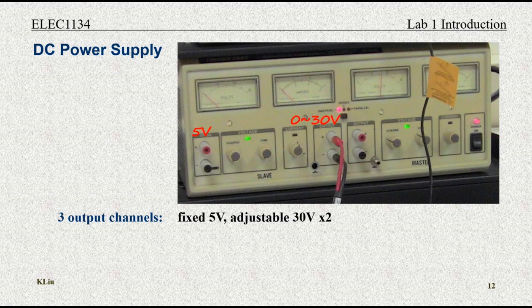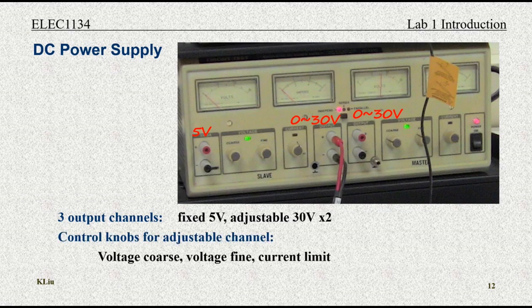The 2 meters above display the outputs. The left one shows the voltage and the right one shows the current. Here is the second adjustable voltage channel, with the same 0 to 30 volts range and 2 meters above. To adjust the output of an adjustable channel, 3 knobs are used. The first one is for voltage coarse adjustment, the middle one is for voltage fine-tuning, and the third one adjusts the current limit. We will get more familiar with it when we use it in our future labs.